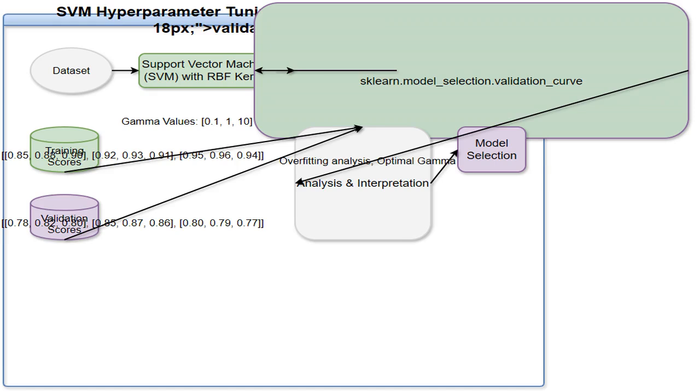This is a function from the scikit-learn library. It's used for hyperparameter tuning. It systematically evaluates model performance across a range of hyperparameter values, providing both training and validation scores, helping to detect overfitting.